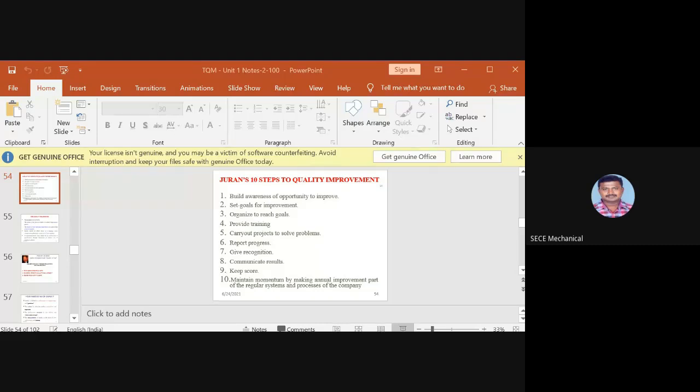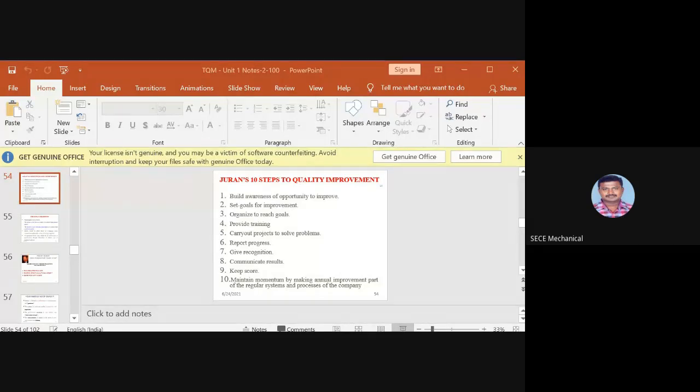And next is maintain momentum by making annual improvement part of the regular systems and processes of the company. We need to maintain momentum by making annual improvement part of the system. Annual improvement is nothing but continuous improvement, so we need to continuously improve the process. Once you achieve something within the industry or organization, you don't leave the job; you need to go further or do something in the existing systems. This should be continuously developed and you should not stop at any point of time.